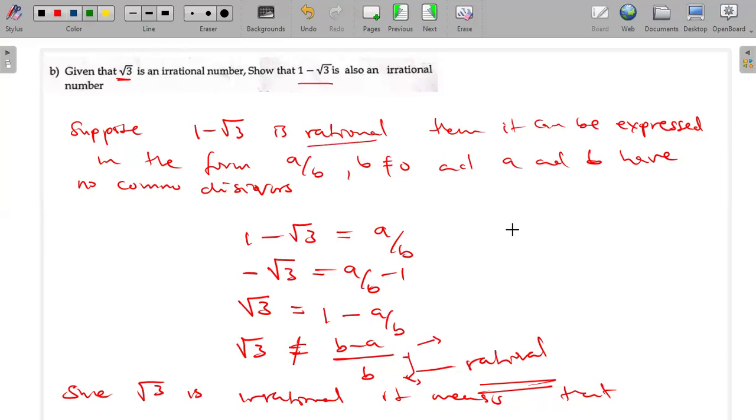Instead, it's going to be irrational. And like that, that's how you show that it is an irrational number.